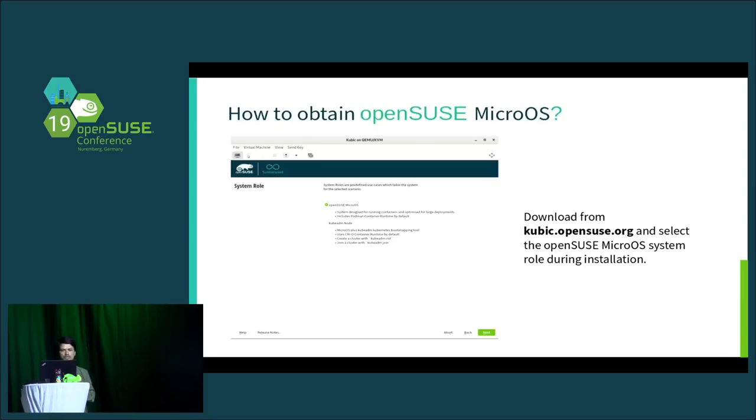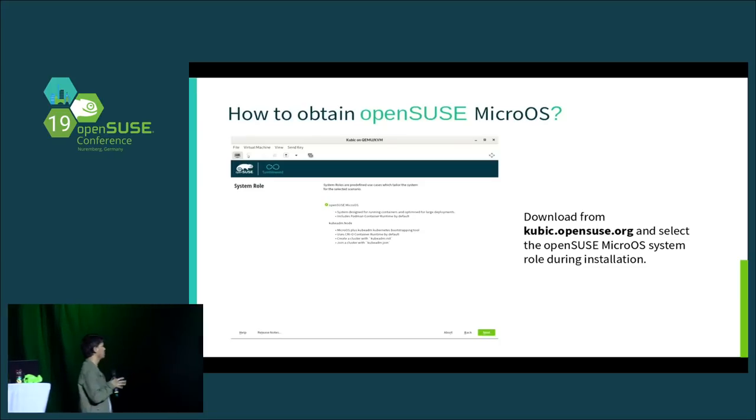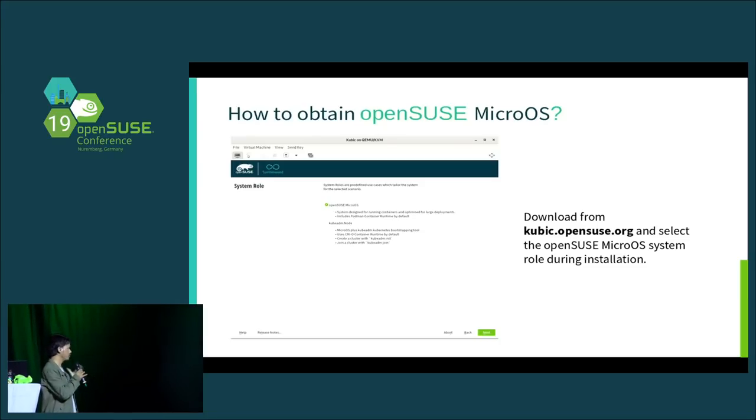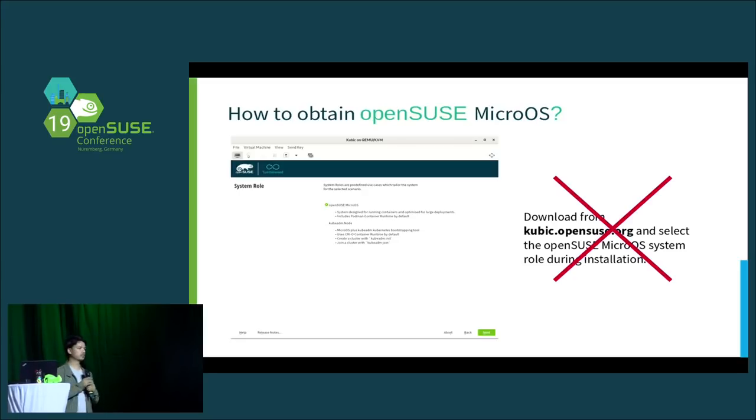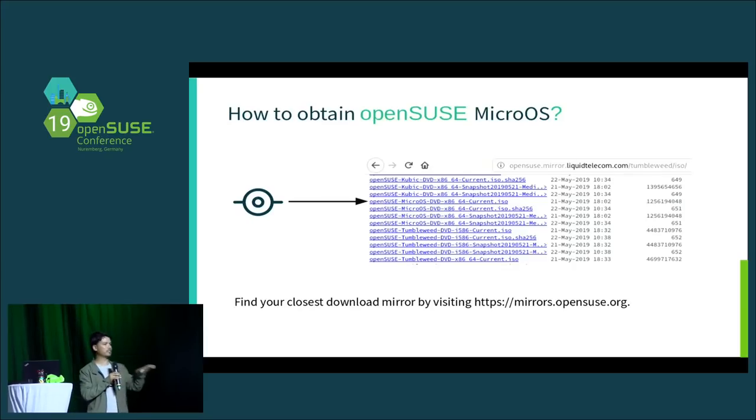So how to obtain MicroOS? Until a few weeks ago, this was how you would get it. You would go to cubic.openSUSE.org, and you would download the installation media. And during installation, you would select the openSUSE MicroOS system role. But like I said, that was until a few weeks ago. Now it's no more. So now we do not have a fancy page where you could just go and download the installation media. But at least for me, this is what I do.